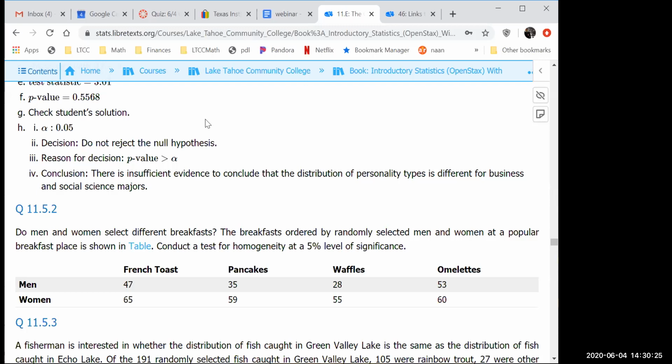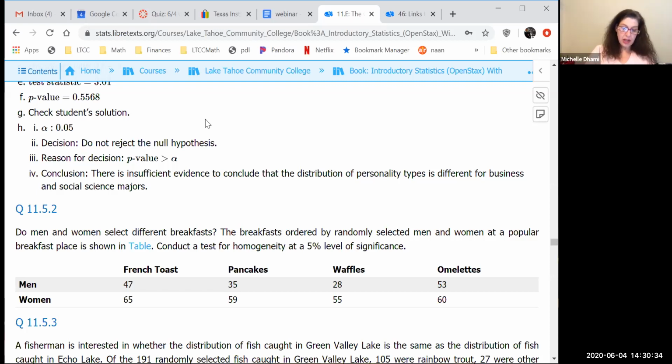All right. So the next part we do is the test stat and the p-value. Right, so we go to the homogeneity calculator and we put 47, 35, 28, and 53. And then in row B, 65, 59, 55, 60.